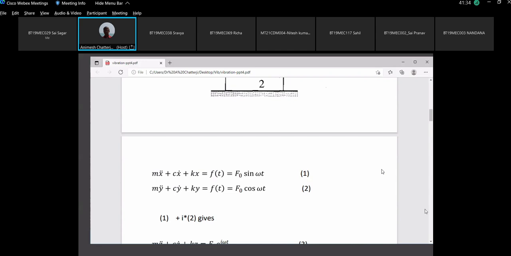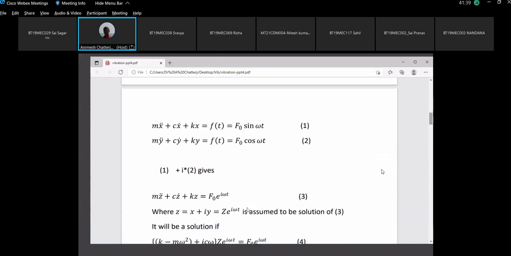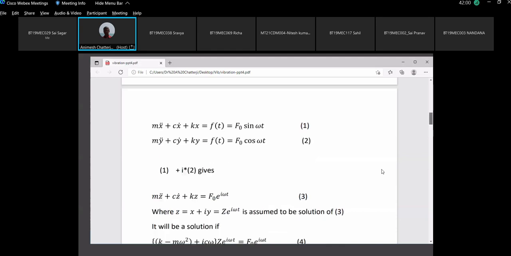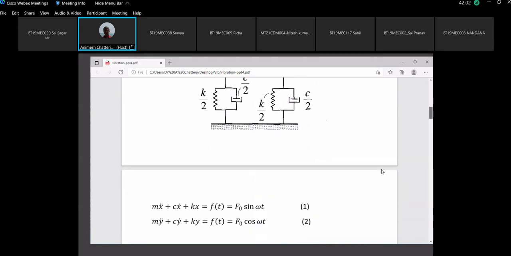as small z is equal to capital Z into e to the power i omega t. Write only this much, just this. Small z is equal to capital Z into e to the power i omega t. Let us assume that the solution exists as small z is equal to capital Z into e to the power i omega t.